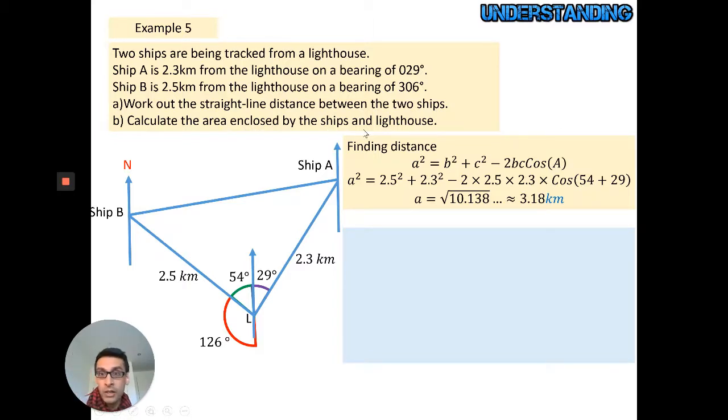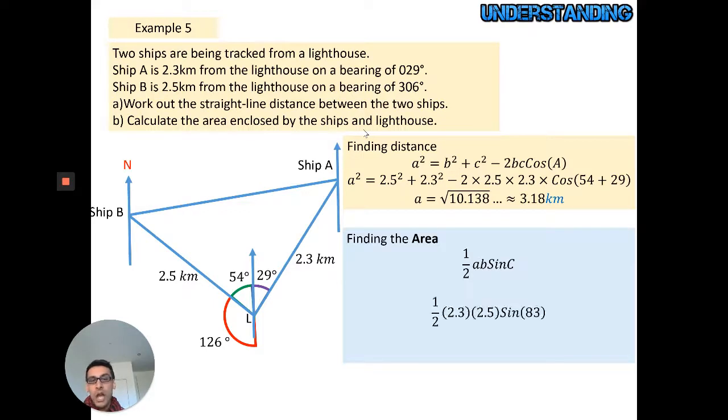How do we work out the area of this triangle? Anybody? Tilly? Nope, that's area of a circle. Remember, we said pi r squared is area of a circle. Anybody else? Yeah, it's half AB sine C. So that's the first thing that we did with these quarantine lessons, is half AB sine C. You put the two values in for A and B, and your C value will be 83, 54 plus 29, and then you get your answer, which is 3.87 kilometers squared.